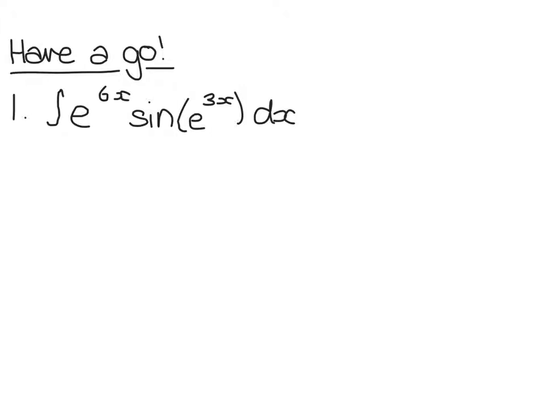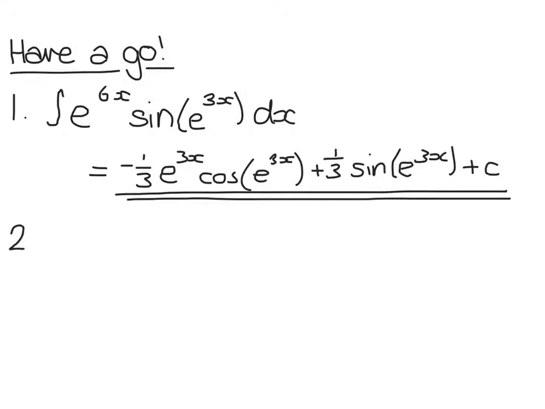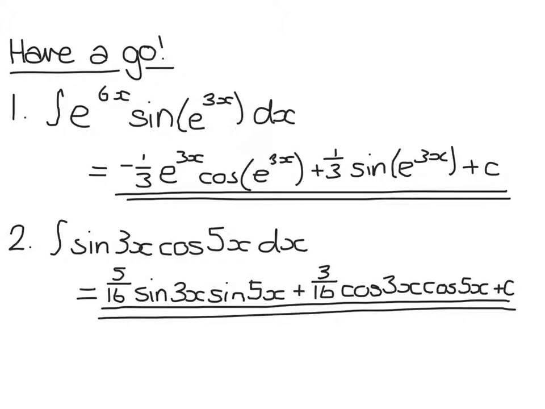Moving on to our second example. This actually requires integration by parts to be applied more than once. We would like to integrate sine of 3x times cos of 5x. 5, 4, 3, 2, 1. The solution to this integral is 5/16 times sine of 3x times sine of 5x plus 3/16 times cos of 3x times cos of 5x plus c.